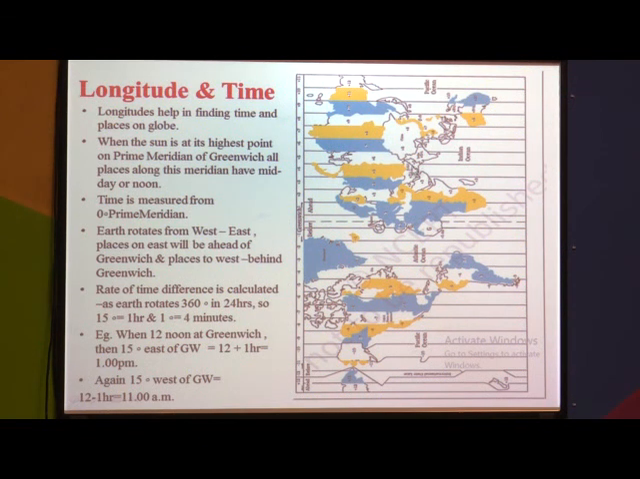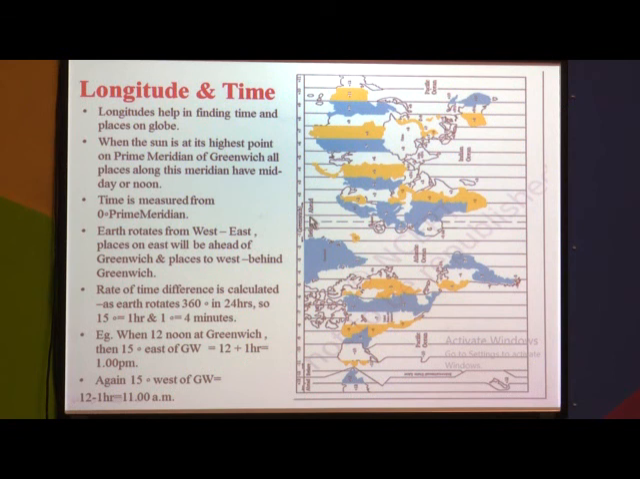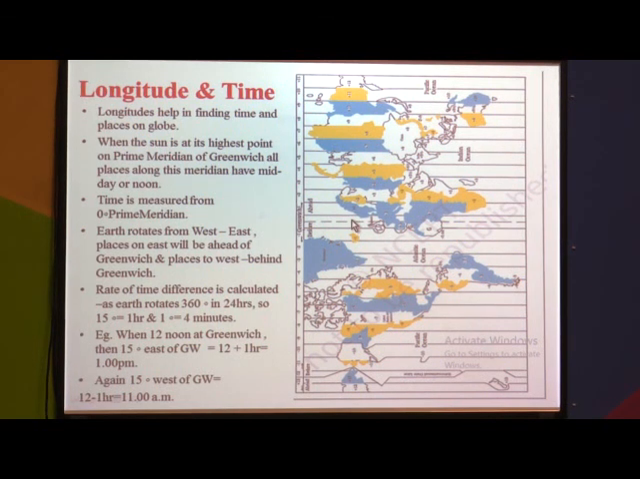In this position, places on the east will be ahead of Greenwich. The countries or the places to the east of the Greenwich will be ahead, and places to the west will be behind Greenwich. Understood? So the places on the east will be ahead and places on the west will be behind the Greenwich. Now how is the time calculated, children?